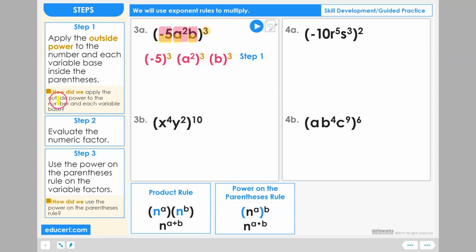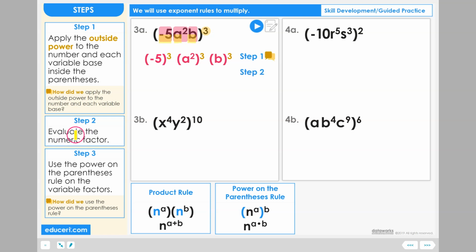How did we apply the outside power to the number and each variable base? We apply the outside power by taking the number and each variable base and writing each individual part inside a parentheses to a third power.